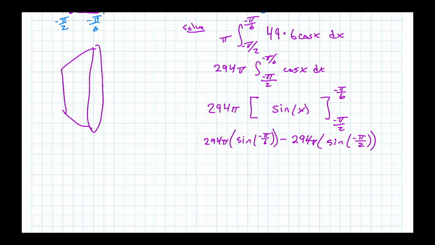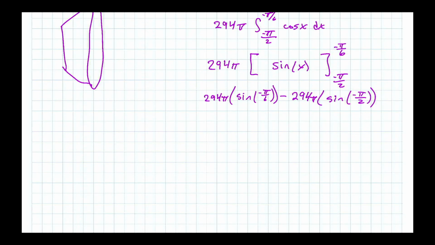So you can punch these into a calculator. Sine negative pi over 6, I guess. Do we know that, right? That's just going to be 1/2, but negative. So this is negative 1/2 here. So I'm going to end up with 294 pi times negative 1/2 minus 294 pi sine of negative pi over 2. Sine of pi over 2 is square root 2 over 2, but this is negative, so it'll be negative square root 2 over 2.